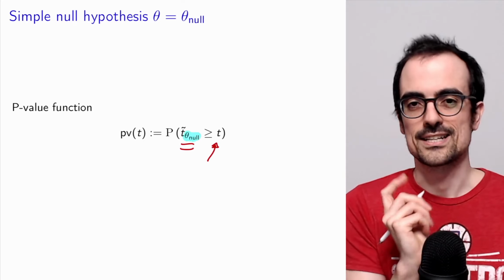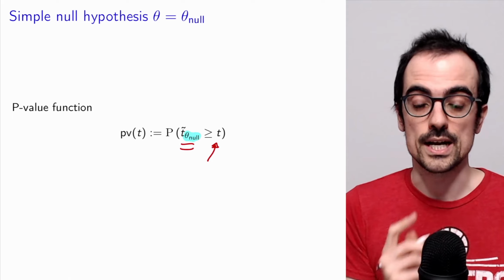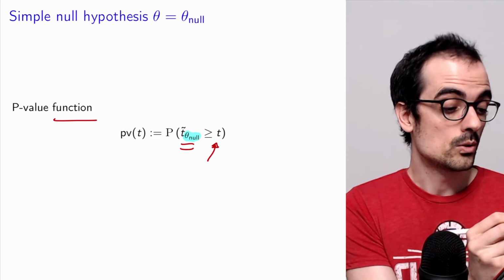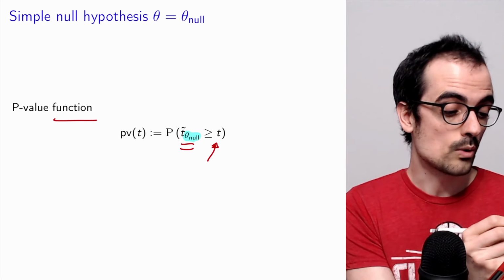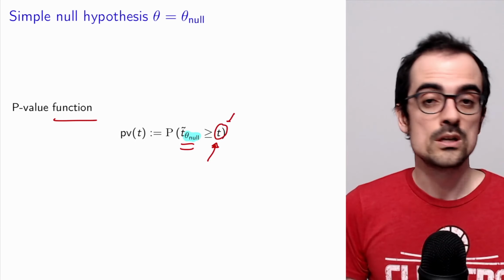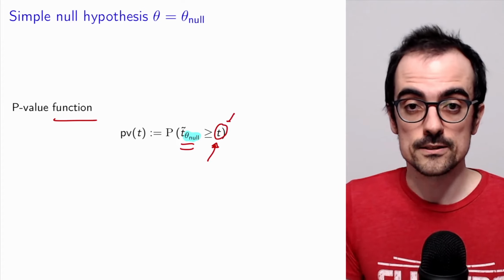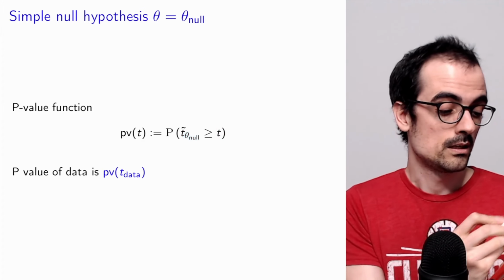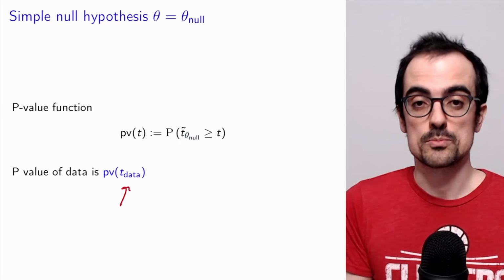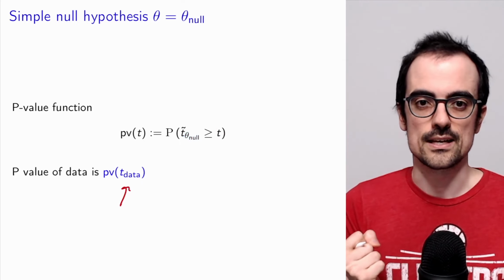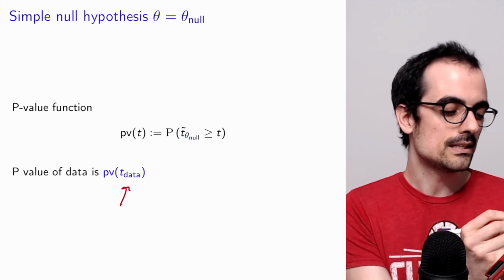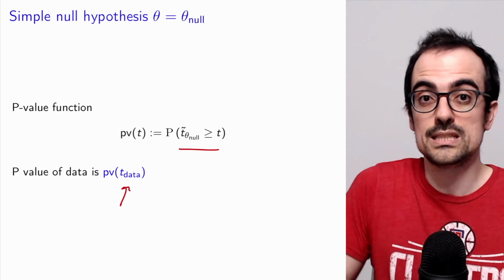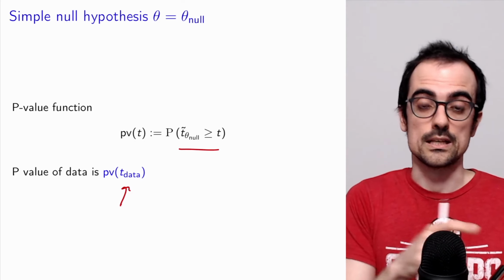Okay? Actually, I went a little bit too fast there. We begin by defining the p-value function, which is the p-value associated to every possible value of the observed test statistic. And then if we want the p-value corresponding to the data, then basically we just plug in the observed test statistic there. So for our die roll, this tells us the probability of observing a number of 3s that is greater or equal to t for different values of t.